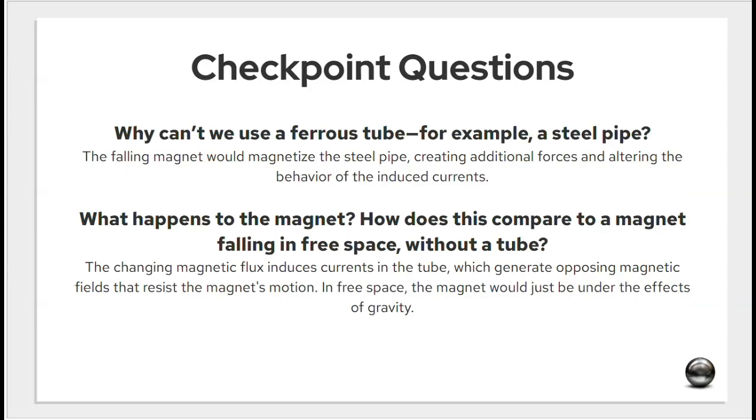So the checkpoint questions: why can't we use a ferrous tube, for example a steel pipe? The falling magnet would magnetize a steel pipe, and that's going to create additional forces, which alter the behavior of the induced currents. What happens to the magnet as it goes down the tube? The changing magnetic flux induces currents, which then oppose the magnetic fields, and that affects how fast it falls through the tube.